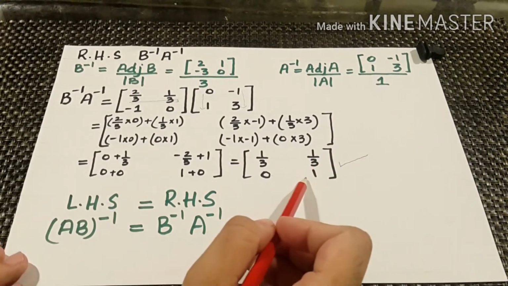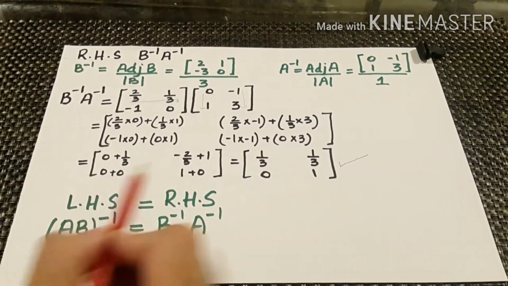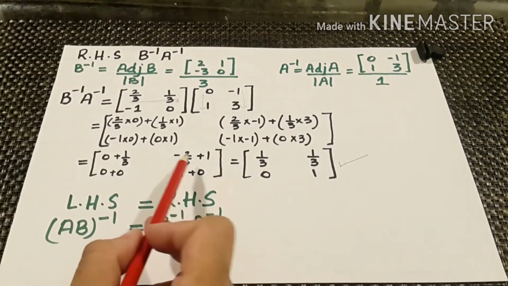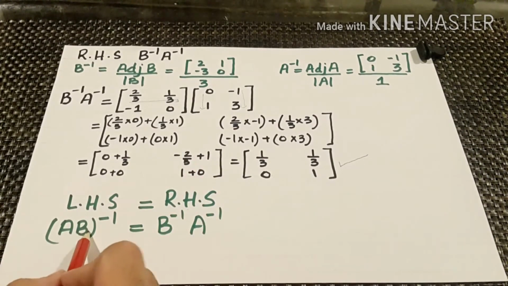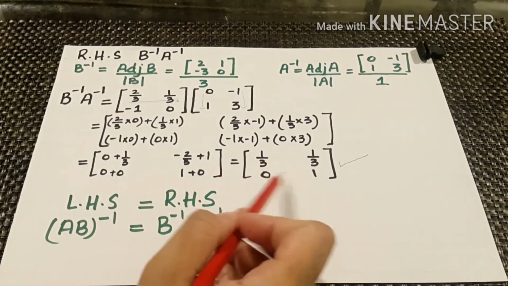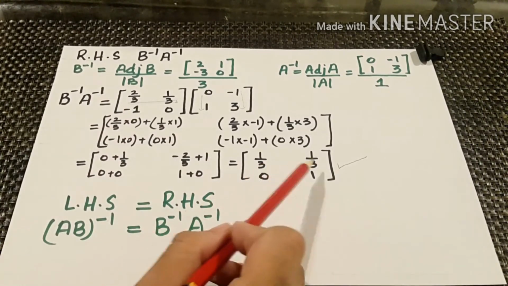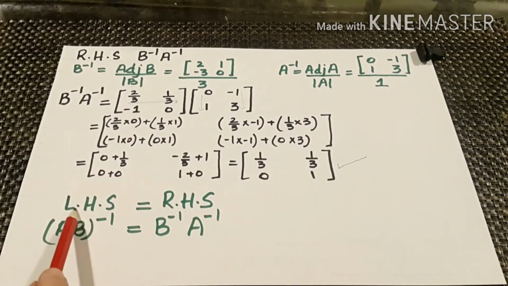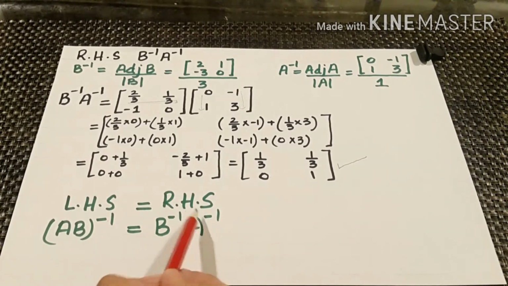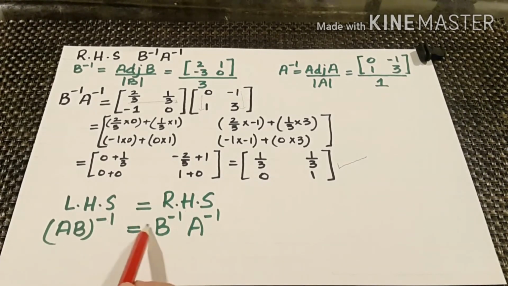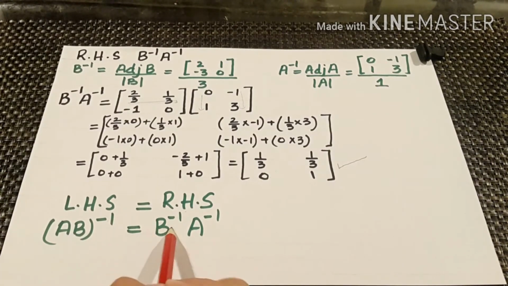As you know, the left hand side is equal to the right hand side. We have calculated the value of the AB whole inverse matrix. It is 1 by 3, 1 by 3, 0, 1, and the right hand side we have also calculated, it is also equal to 1 by 3, 1 by 3, 0, 1. This means that the left hand side is equal to the right hand side. We have verified the property or the law of inverse, that is AB whole inverse is equal to B inverse into A inverse.